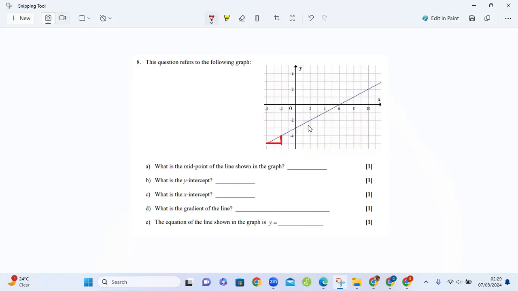Okay. The y variation is 1, y2 minus y1, that'll be 1. But the x variation is 2, so 1/2. So that has a gradient of 1/2.